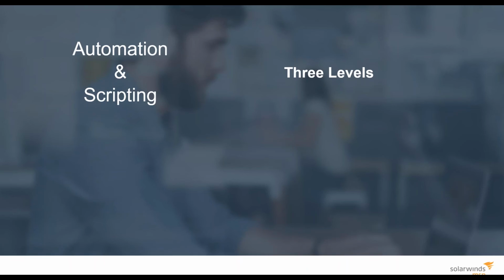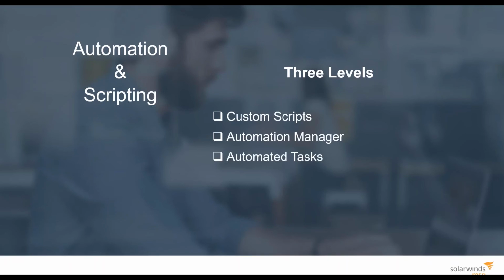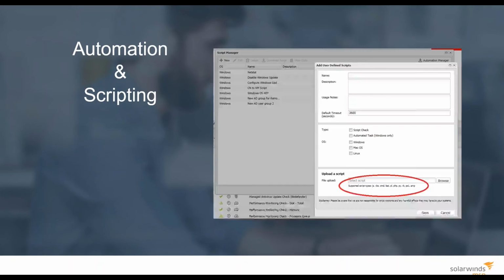So the question that I get a lot of times is, how do we get that set up? One of the nice things about automation in the RM dashboard is essentially there are 3 levels to automation. There's going to be the custom scripts, there's going to be the automation manager, and there's going to be automated tasks. So let's talk a little bit about that.